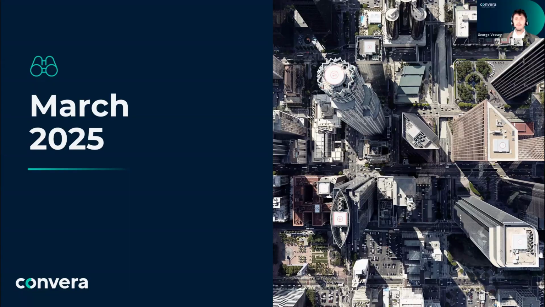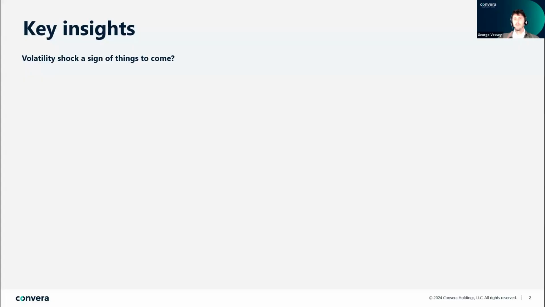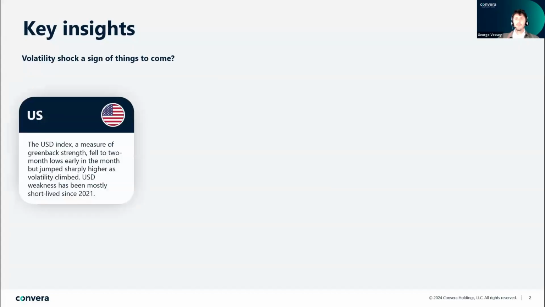So, wrapping up the month of February first. February was a month of two halves, really. Financial markets mostly positive in the first half of the month, FX markets shaking off some of the concern around tariffs. The US dollar weakened, global equities rose. The US dollar, for example, fell to 2-month lows earlier on in the month.